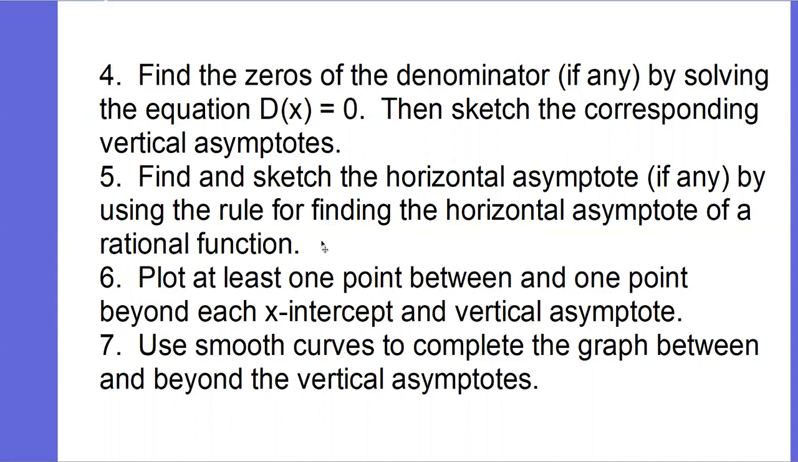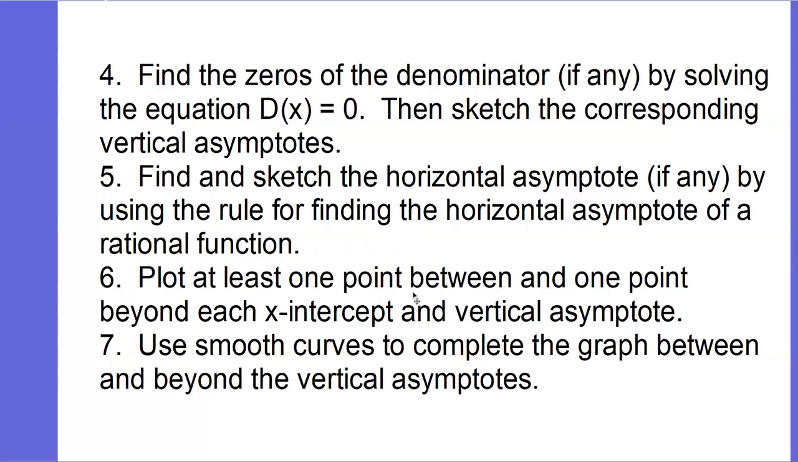Case number 1, if your degree of the numerator is less than your degree of the denominator, you're going to want to have a horizontal asymptote at 0. If the degree of the numerator is larger than the degree of the denominator, then you do not have a horizontal asymptote. And if the degrees are the same, you take the ratio of the leading coefficients, and that will be your horizontal asymptote. And it's always going to be y equals some number.